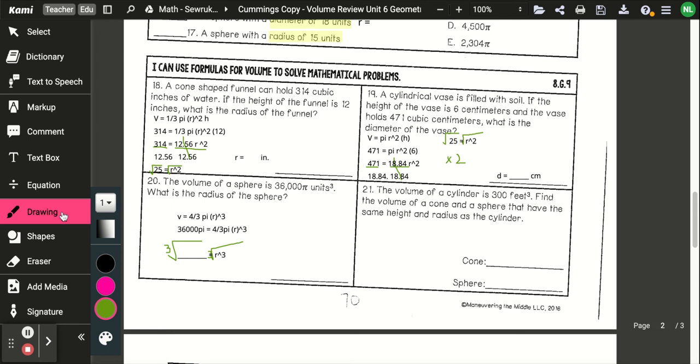So I'll write it here. You're going to times this answer by 1/3, and that will give you the cone. And then you're going to times that, I believe, by 2/3. But again, we have to check with Miss Dolph on that one because that one confuses me a little bit. I'm pretty sure it's 2/3, not 4/3. Times it by 2/3, and that will give you the sphere.